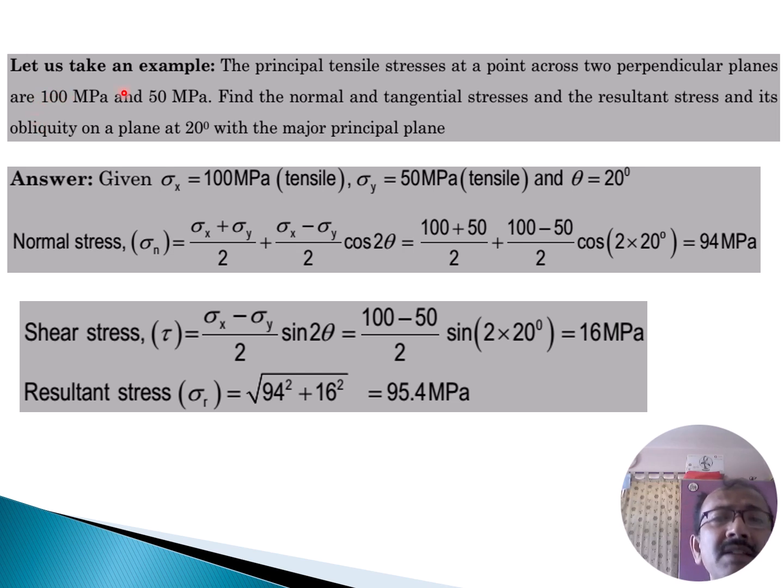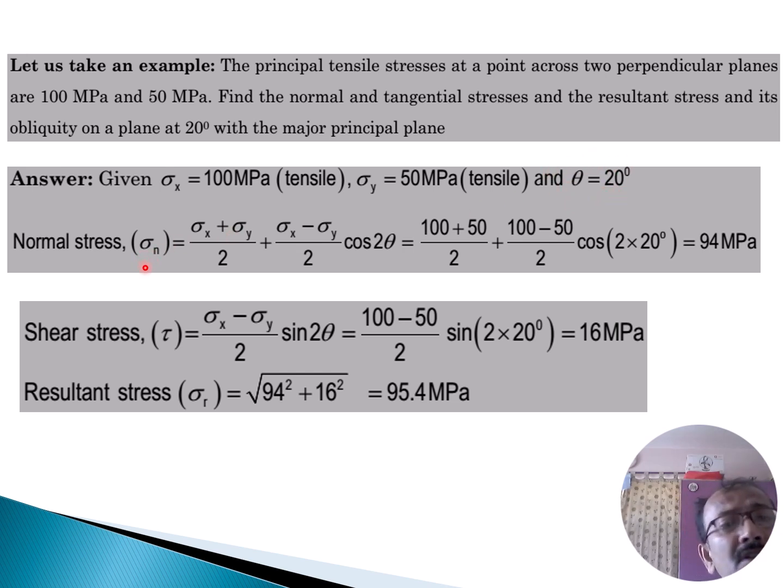Now let us take an example. The principal tensile stresses at a point across two perpendicular planes are 100 MPa and 50 MPa. Find the normal and tangential stresses, and the resultant stress and its obliquity, on the plane at 20 degrees with the measured principal stresses. So we put the given values: sigma x is 100 MPa, positive. Sigma y is also 50 MPa, also positive, that means tensile. And the aspect angle theta equals 20 degrees.